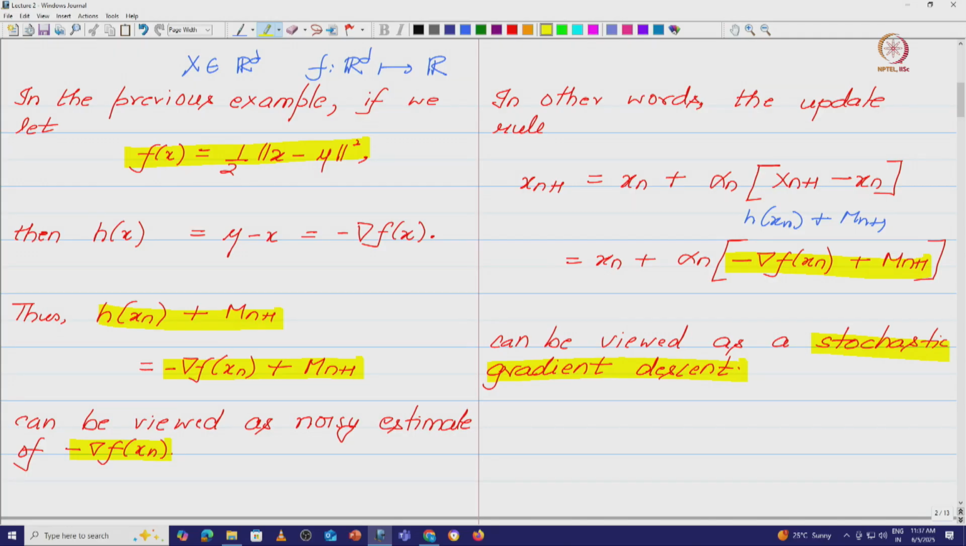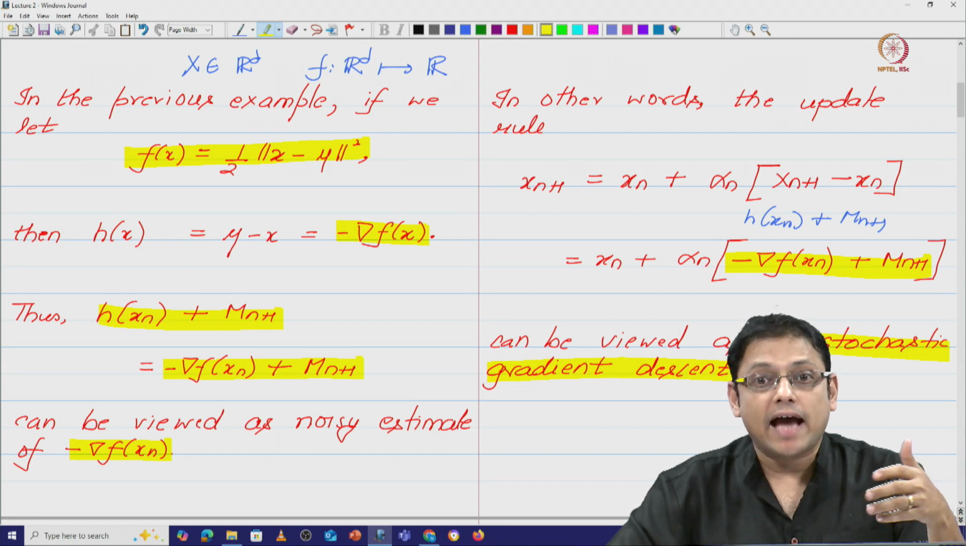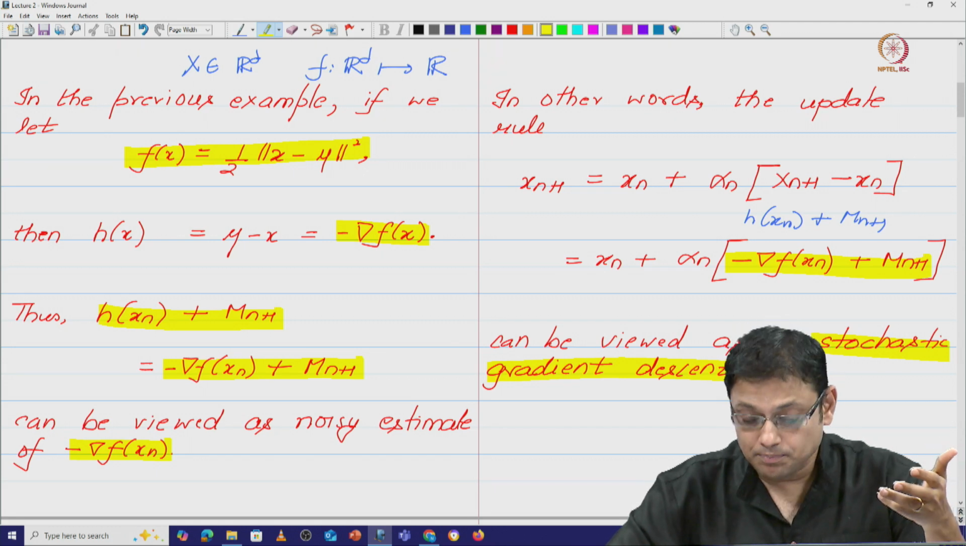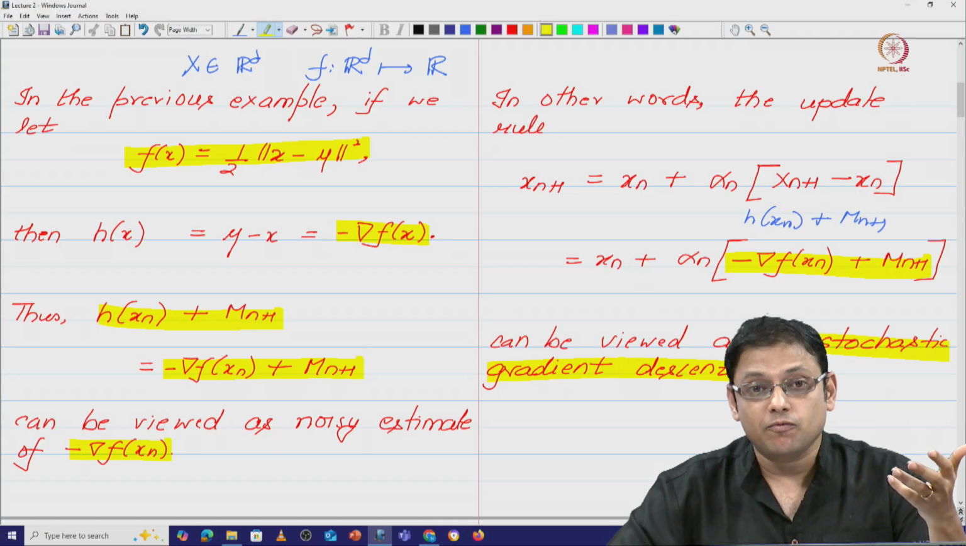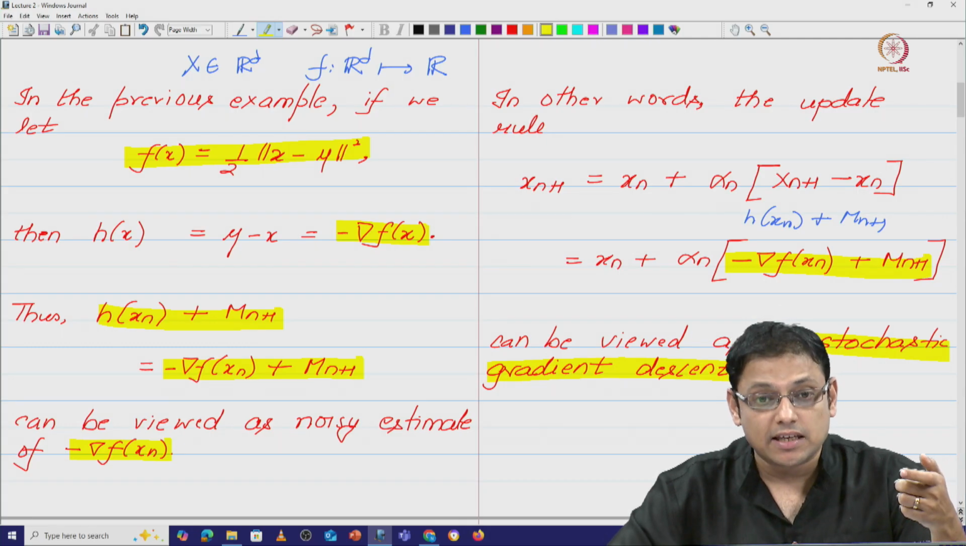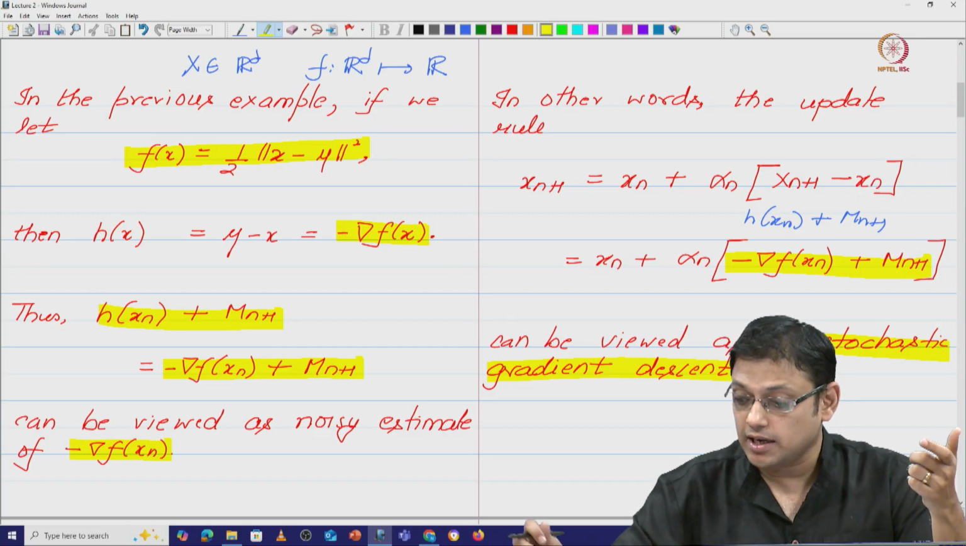We say stochastic gradient descent because this negative of the gradient is not available because mu is unknown. Instead we have access to minus grad f(x_n) plus M_{n+1}, which can be viewed as a noisy estimate of this negative gradient. Hence this update rule can be viewed as a stochastic gradient descent method, and if you recall my discussion from the first class, a stochastic gradient descent is actually a special case of a stochastic approximation algorithm.